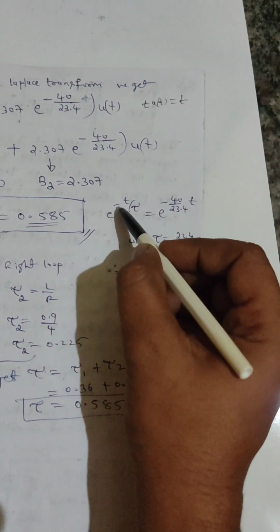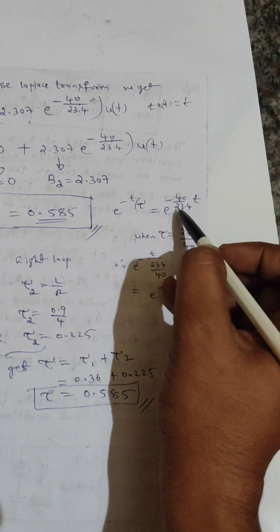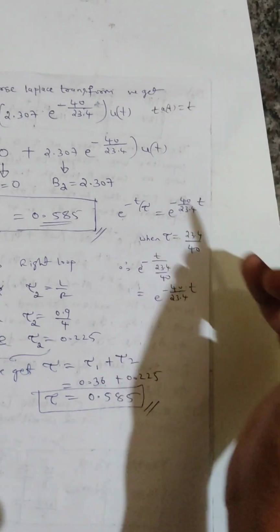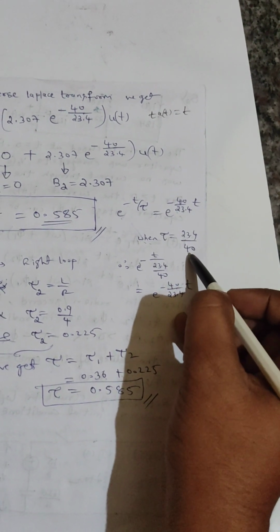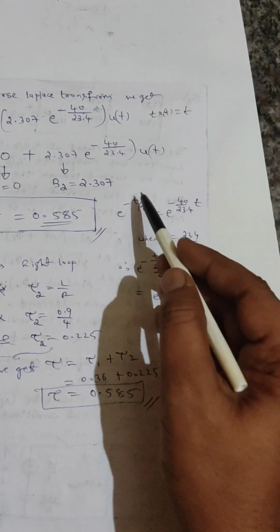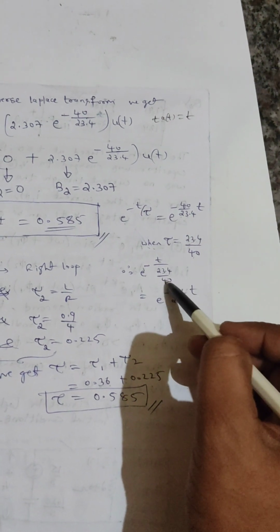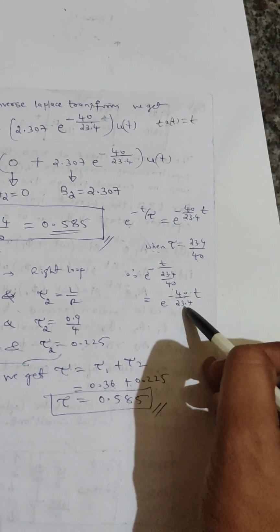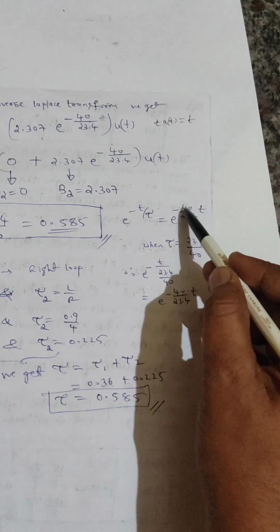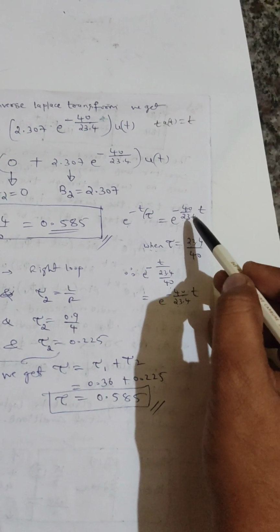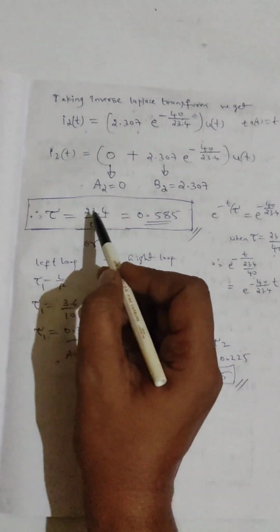Now the tau value. I have written here e power minus t by tau. This entire thing is e power minus 40 divided by 23.4 t. So tau will be 23.4 by 40. Put this value of tau here, that is 23.4 by 40, simplify, and you will get e power minus 40 by 23.4 t. So e power minus t by tau directly gives minus 40 by 23.4 when putting tau equal to 23.4 by 40. So tau is 23.4 by 40.